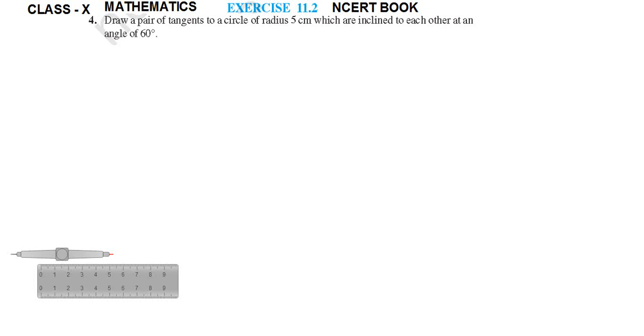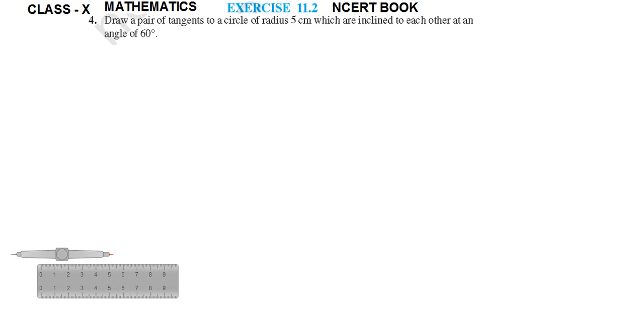We will discuss now question number 4 of NCERT exercise 11.2, subject mathematics for class 10. Here the question is: draw a pair of tangents to a circle of radius 5 centimeter, which are inclined to each other at an angle of 60 degree.